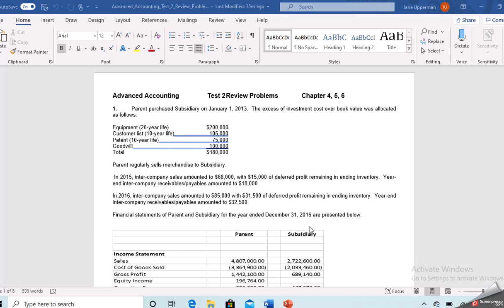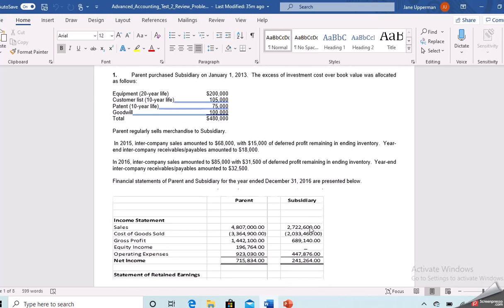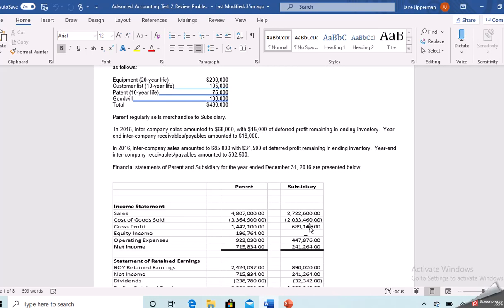So we've got equipment, customer list, patent, goodwill, and their total. And then they tell us that they regularly sell merchandise to the sub. And we're focused on 2016. We do have to look back at 2015, though, to figure out what the beginning inventory is. So for 2015, it tells us there's $15,000 of deferred profit in the ending inventory. So that will turn into our beginning inventory adjustment in 2016.